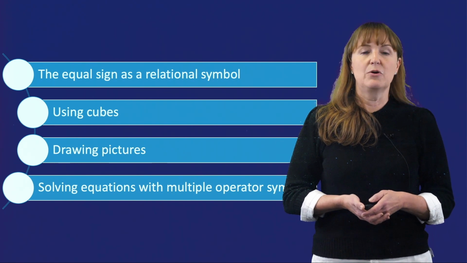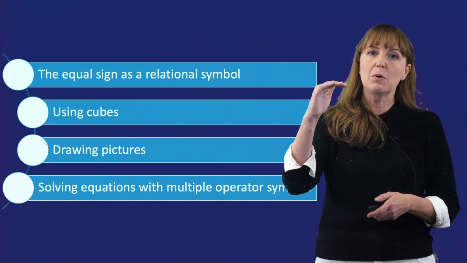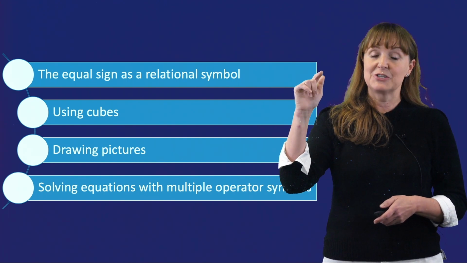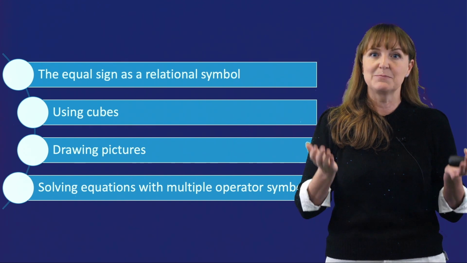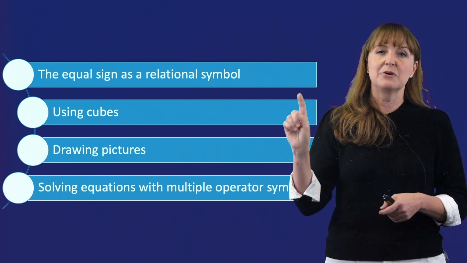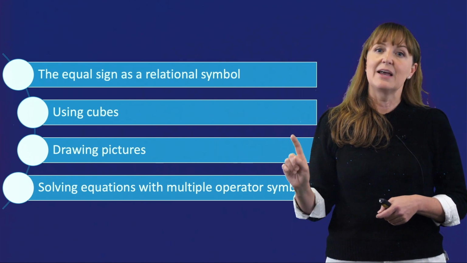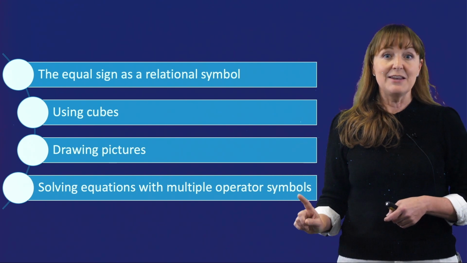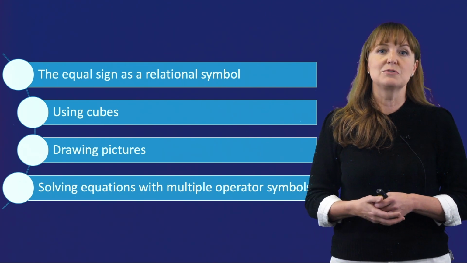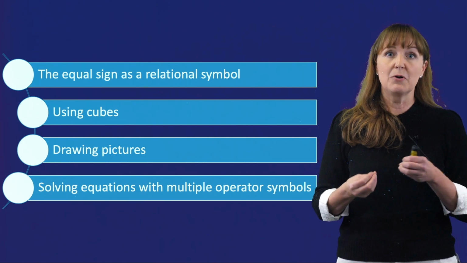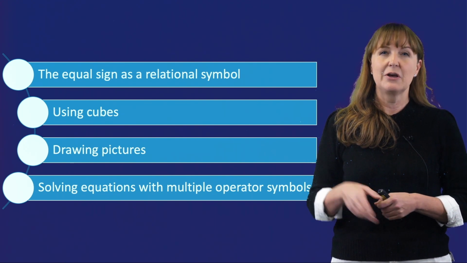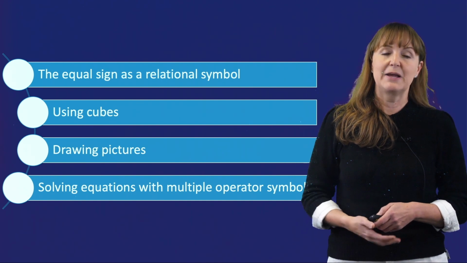So as we think about Equation Quest, students are going to work through 4 big ideas. First, students are going to learn about the equal sign as that relational symbol. We just talked about it, that balance between two sides of the equation. And then as they start to learn about the equal sign as relational, they'll practice that using cubes and then drawing pictures. And then, and this is very important for our multi-step word problem intervention, students will work on solving equations with multiple operator symbols within them. And here's where we're going to talk about the order of the operations. So let's break down each of these 4 big ideas.